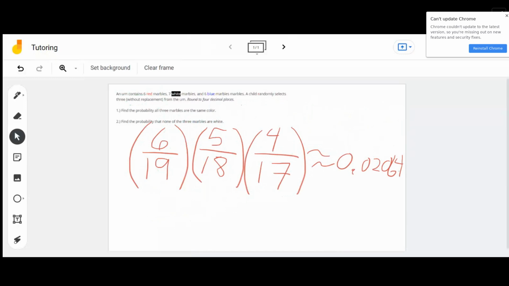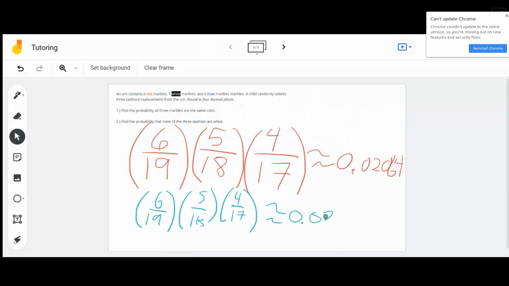Now we could repeat this for blue marbles, but there's also 6 blue marbles, so these calculations are going to be exactly the same. It's going to be 6 out of 19, followed by 5 out of 18, followed by 4 out of 17, which gives us the same probability of getting 3 blue marbles in a row of about 2%. The only one that's different here would be the white marbles, because there's one more white marble than there are of the other 2 colors of marbles. This probability is going to be slightly different.